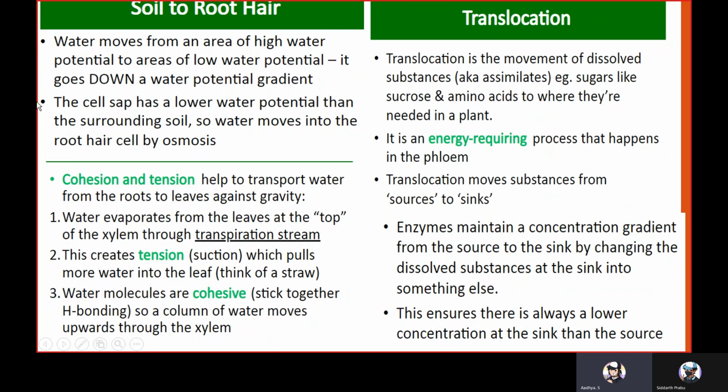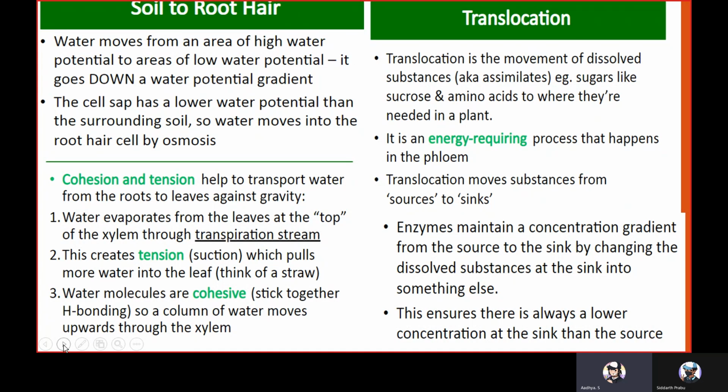Cohesion and tension help to transport water from the roots to leaves against gravity. First, water evaporates from the leaves at the top of the xylem through the transpiration stream. This creates tension, which is suction, which pulls more water into the leaf. Think of a straw as an example. Water molecules are cohesive. They stick together through hydrogen bonding. So a column of water moves upward through the xylem.